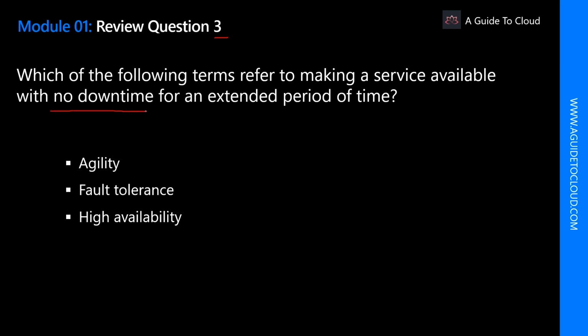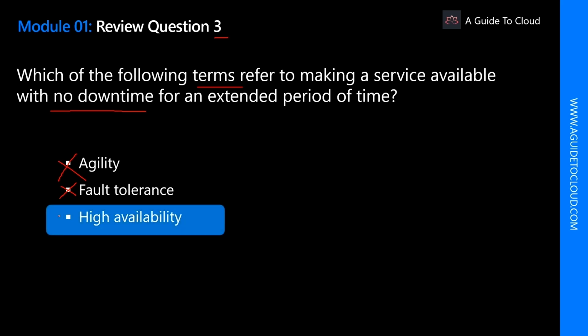So the key word over here is no downtime. So what is that term? Is it agility? Definitely not. Agility is a term which is being referred to provision or make some service as soon as possible. It's definitely not fault tolerance, because fault tolerance is a service capability you built into your service, which is resilient for failure. So the right answer is high availability, because high availability keeps services up and running for long periods of time with little downtime, depending on the service in question.